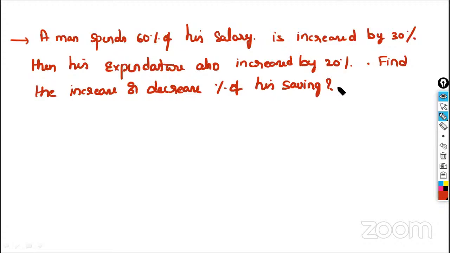Okay, now what is the question? A man spends 60% of his salary. His salary is increased by 30%, then his expenditure also increased by 20%. Then find the increase or decrease in his savings. So it is a very important question. It can be done very easily, but there is a little logic in it, so you have to find that logic. Try to answer it.